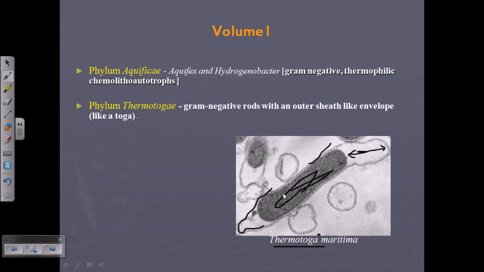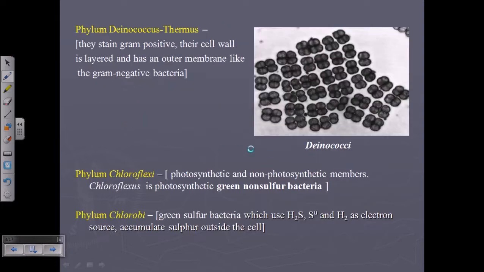This is a gram negative, rod shaped bacteria, as you can see, but this sheath-like structure, this sheath-like envelope of Thermotoga, is really important and really exciting in this case too. Now we can also talk about the Deinococci.